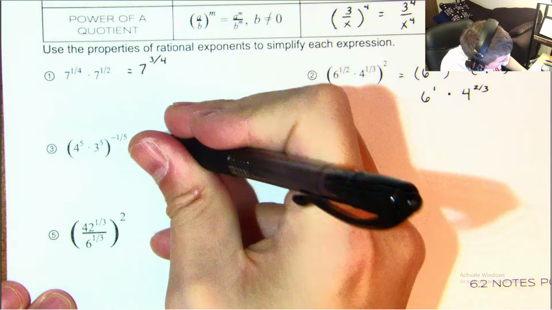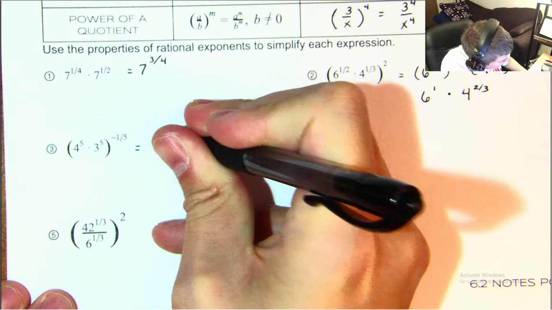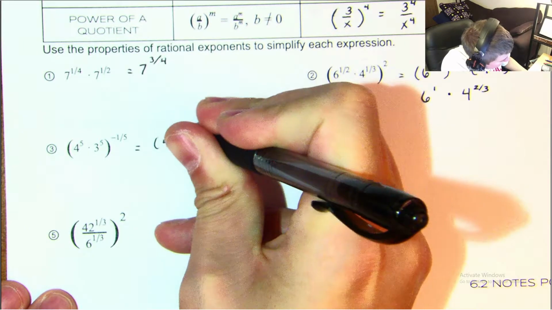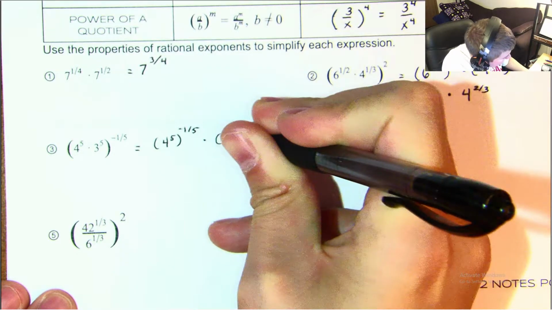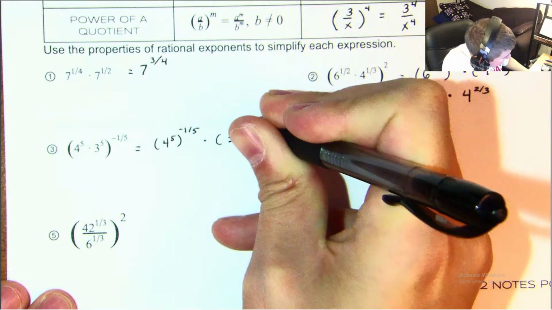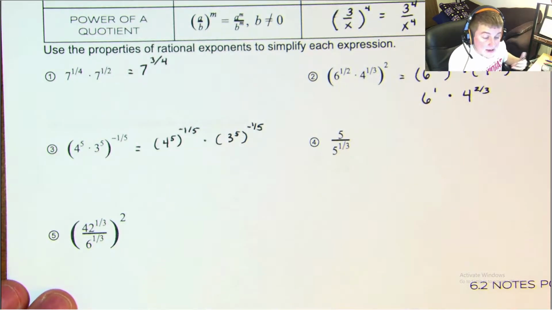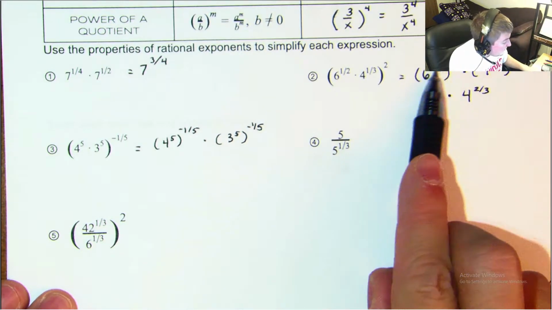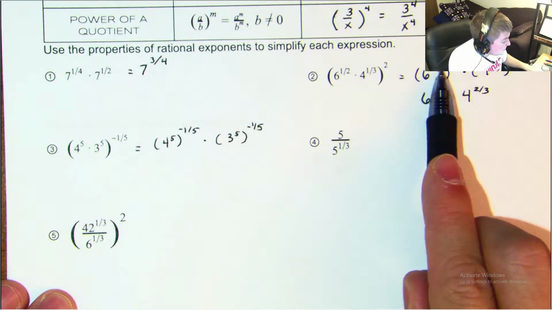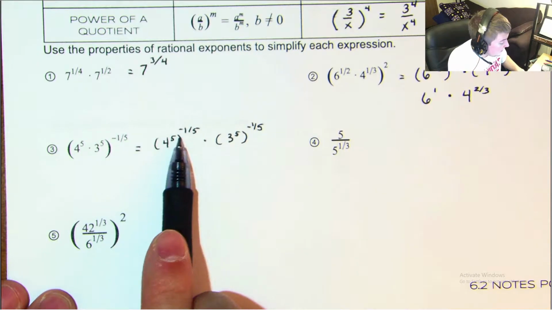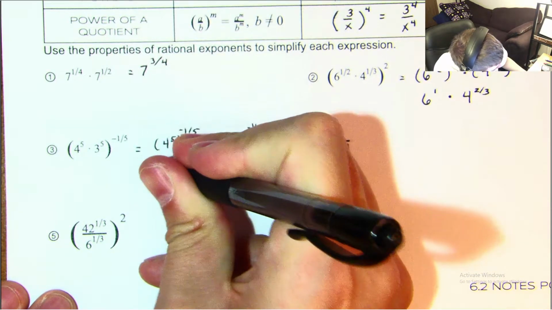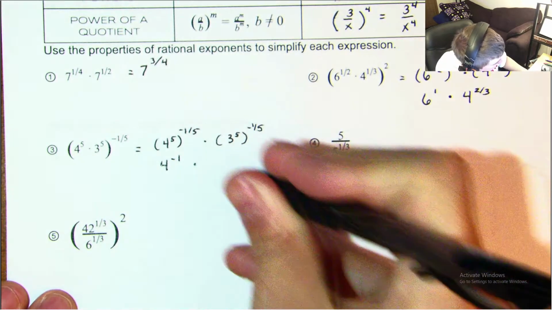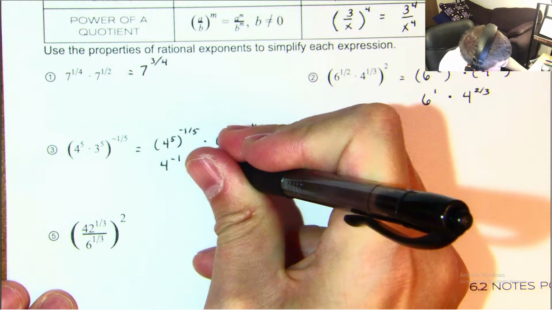Okay, so here I'm now going to have 4 to the 5th power, and that's going to be raised to the negative 1/5 power. Then I'm going to multiply that by 3 to the 5th, and that to the negative 1/5 power as well. Now I'm in a similar situation as I previously was in. I have a power to a power and a power to a power. We just multiplied. Here we're just going to multiply also. So 5 times negative 1/5 is negative 1. So now I have 4 to the negative 1st times 3 to the negative 1st.